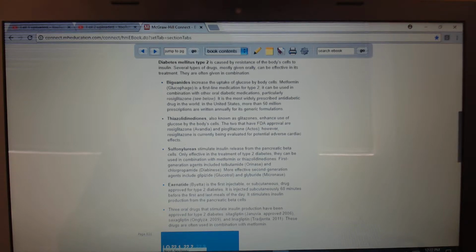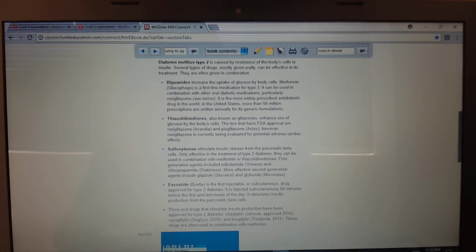Sulfonylureas stimulate insulin release from the pancreatic beta cells. Only effective in the treatment of type 2 diabetes, they can be used in combination with metformin or thiazolidinediones. First-generation agents include tolbutamide, which is Orinase, and chlorpropamide, which is Diabinese. More effective second-generation agents include glipizide, which is Glucotrol, and glyburide, which is Micronase.